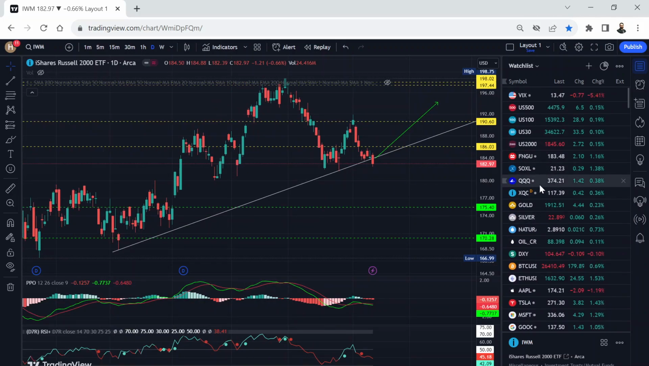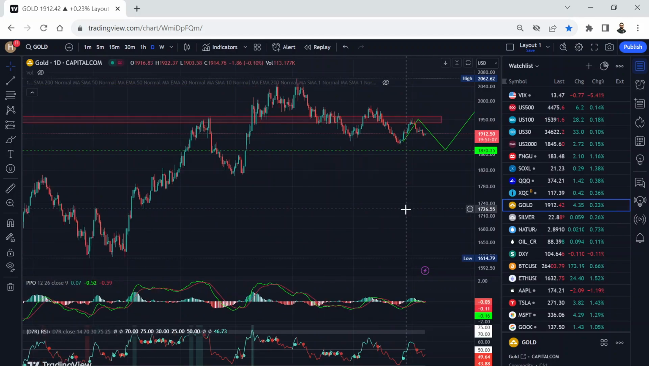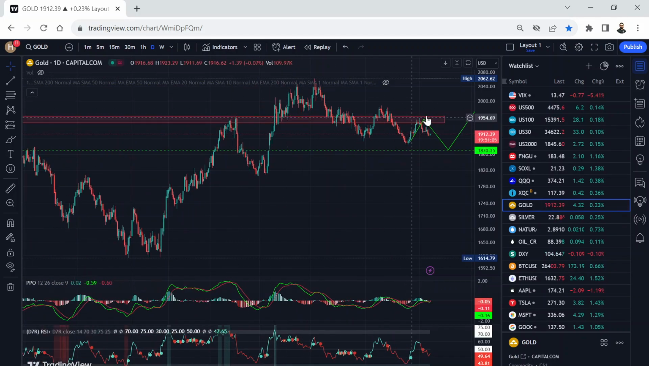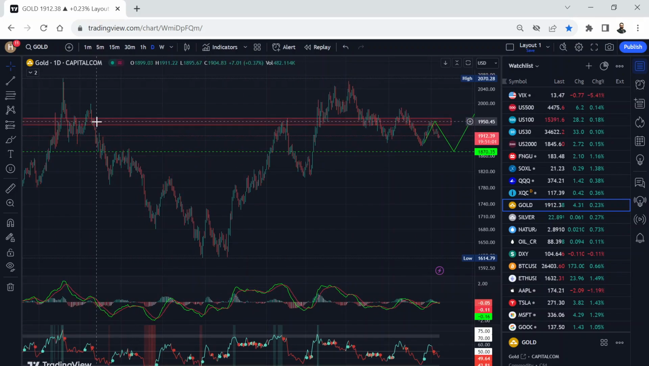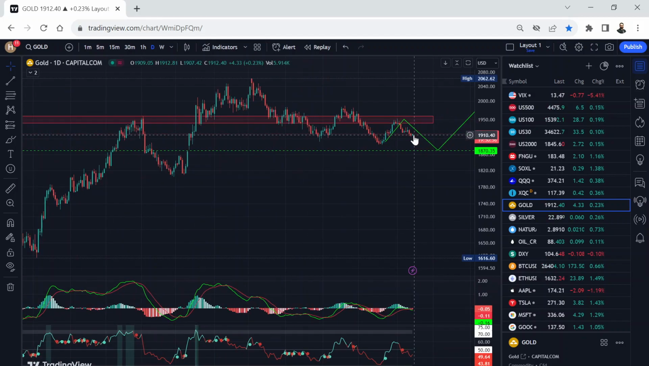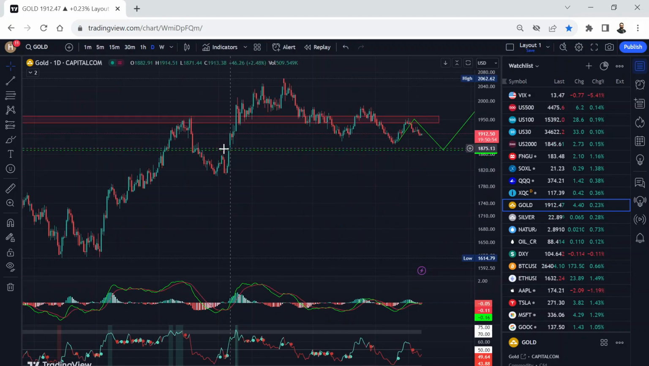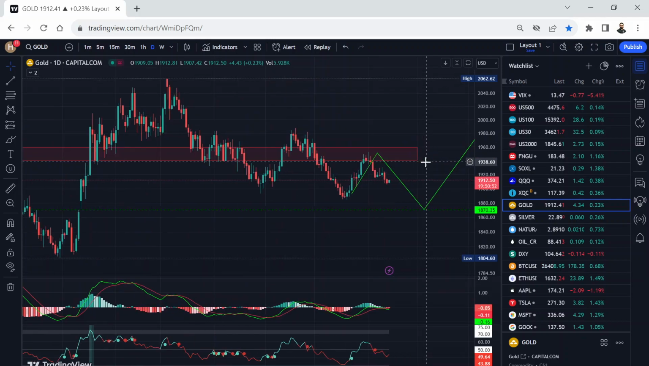So now I've got that going. Gold, you can see it's right on resistance. If I zoom out, it was resistance here, broke out, was support, then broke down again, tried to break out, and now again is finding resistance. The gap here is around 1870. That's my target for gold to fill.